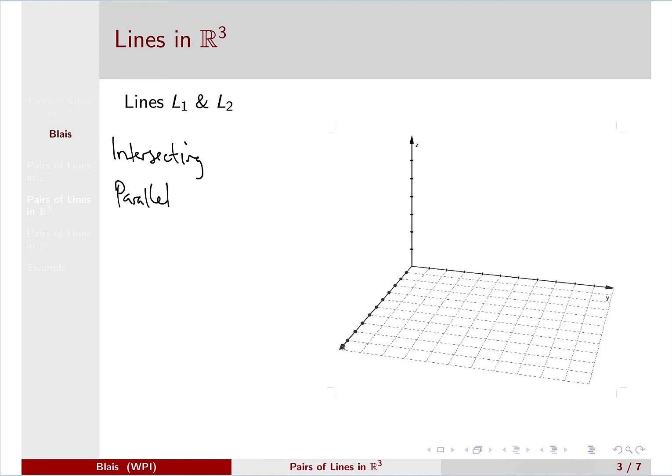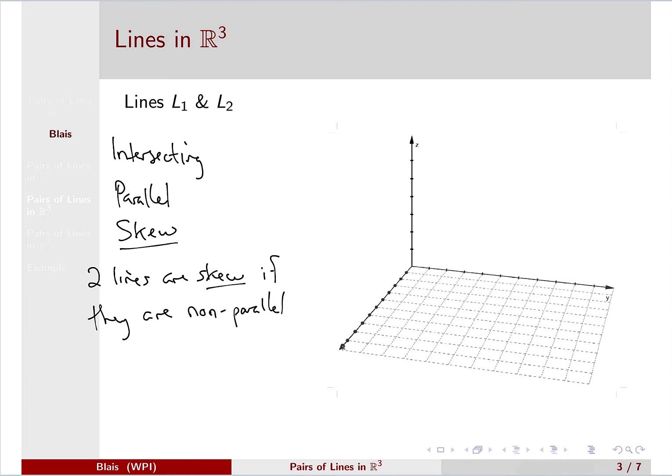We also have the idea of skew lines. And so we say two lines are skew if they are non-parallel and non-intersecting.